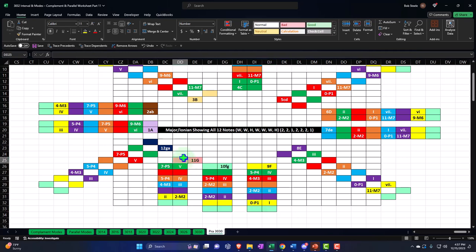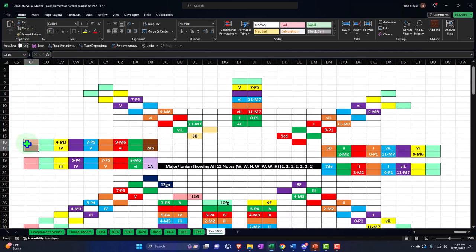If I go to the red, here's the red. Here's the red. Here's the red. Red. And red, and then red, and continuing here. This one's in the wrong spot.